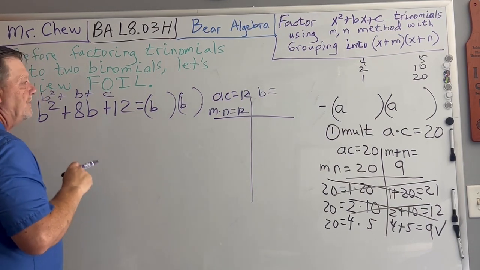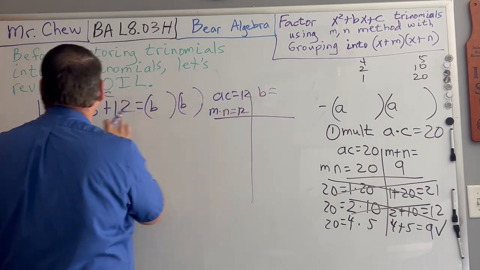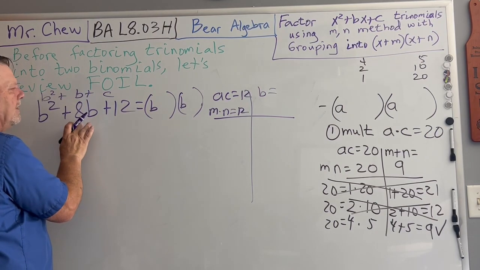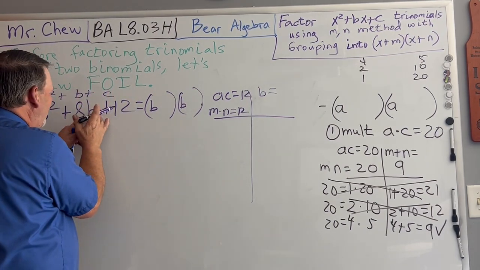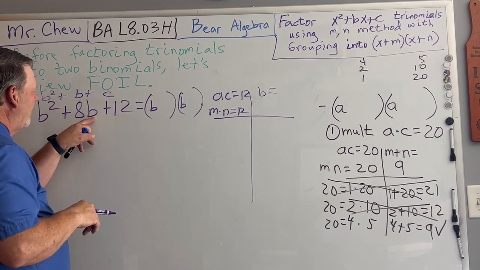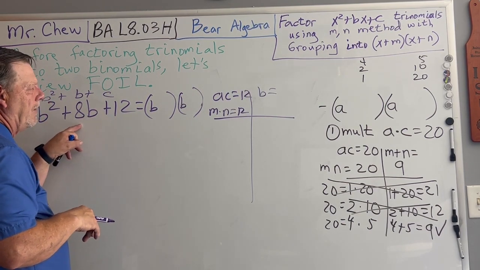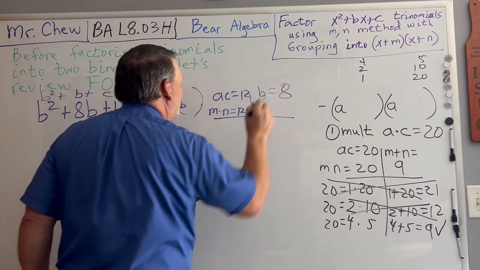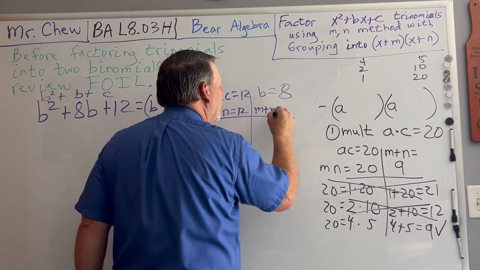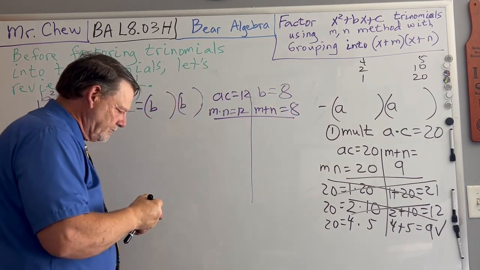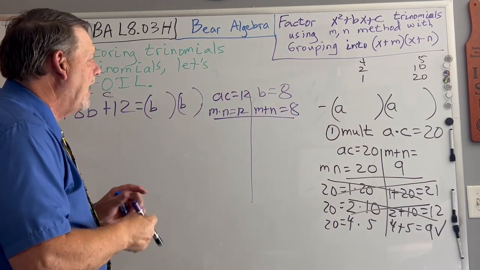All right, now the problem is that you've got a b here, which means that's that middle number here. That always gets confusing. Whatever the number is in front of that b to the first power. So I know that that middle's got to be an 8. So I know that m plus n has to equal 8. Now I just fill it out.